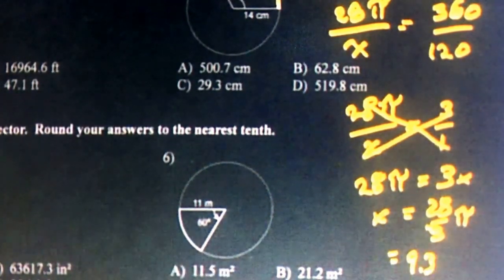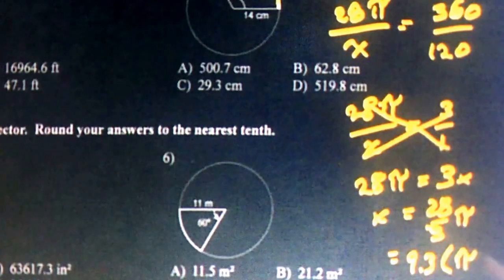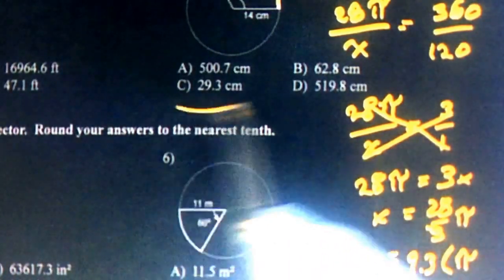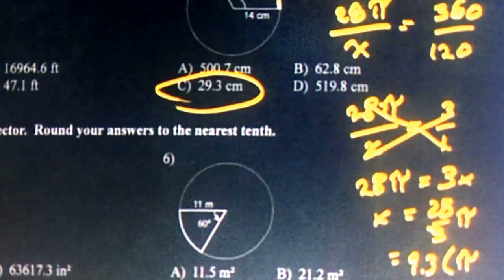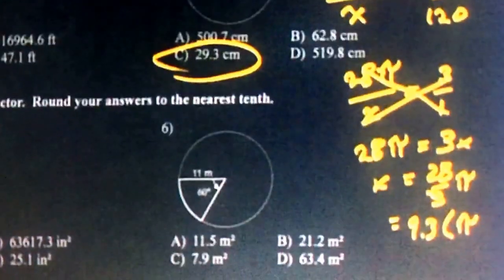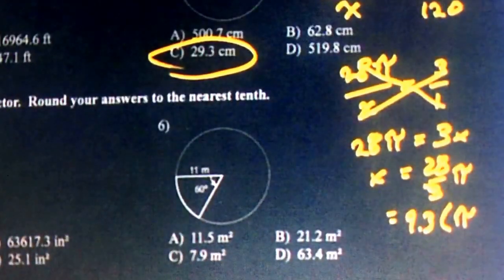9.3, and then that times pi, which is equal to, we can approximate it, and we're probably going to get this answer here, 29.3. There you go, guys. There it is. That's what it is. Looking pretty sharp, looking pretty good.